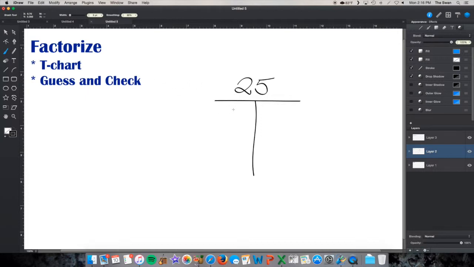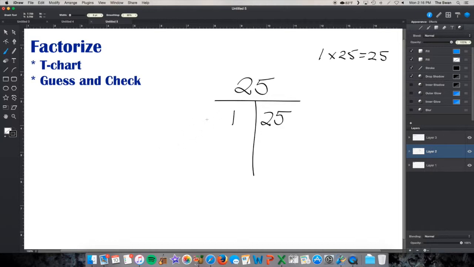Well, the first thing I know is that every number has at least 2 factors. Every number has 1 and itself as factors, right? 1 times 25 equals 25. And that's going to be true for every single number from here to infinity. So we got 1 and 25. Now I'm going to do guess and check. And I'm literally going to go one number at a time until I've found all of them. Not going to take as long as you think. Watch. I'm going to start with 2.